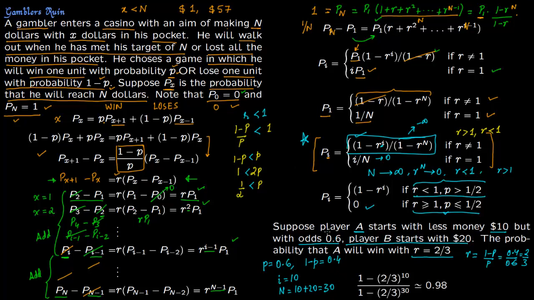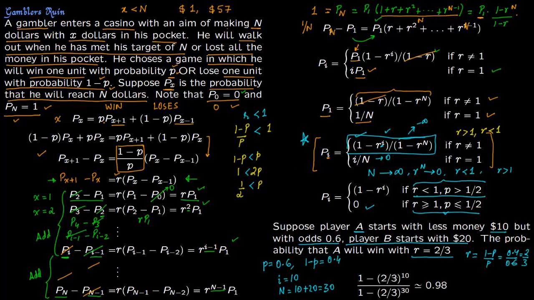So they're just tossing a coin, which is a biased coin. If A wins, A gets $1 from B. If B wins, B gets $1 from A. And they keep on playing like this till one of the persons will end up with $0 and the other person will have all the $30. So this is the game. We just use this formula here.